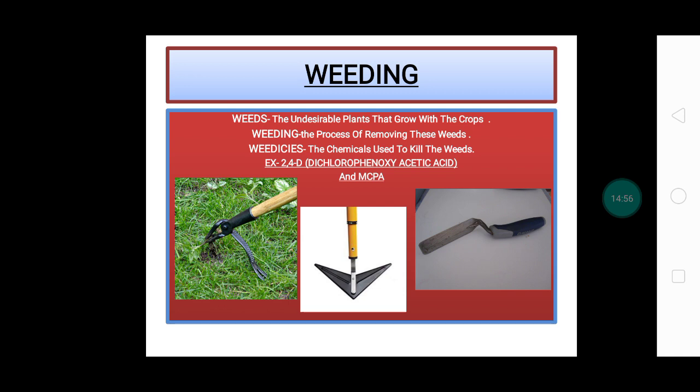Certain chemicals like 2,4-D, dichlorophenoxyacetic acid, and MCPA are used to control weeds. How are these weedicides used? They are diluted with water and sprayed in the field by means of a sprayer. Weedicides are usually sprayed before flowering and seed formation. Farmers are even advised to cover their nose and mouth with cloth while spraying this chemical, because it may create health problems, respiratory problems for them. This is what weeding means.